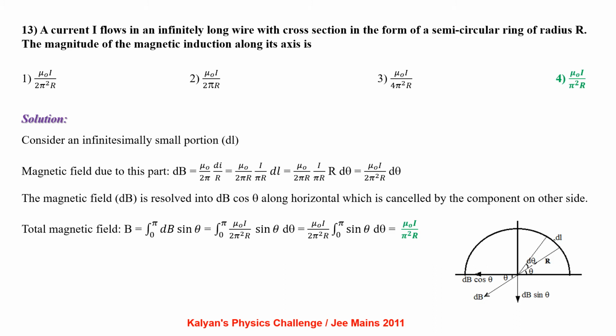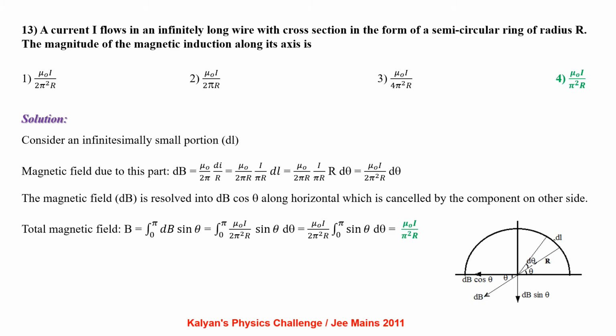Now the current carried by this small portion will create a magnetic field dB at the center of the conductor. The magnetic field due to the small portion of the conductor is dB equal to mu naught by 2 pi, di by r, that is mu naught by 2 pi r. Di can be written as I by pi r into dl.